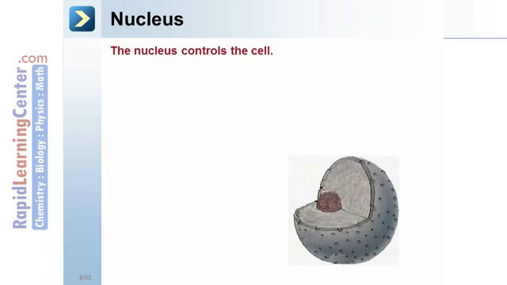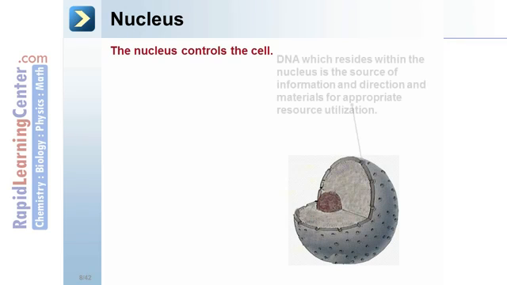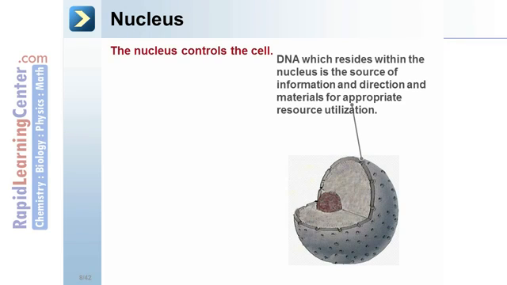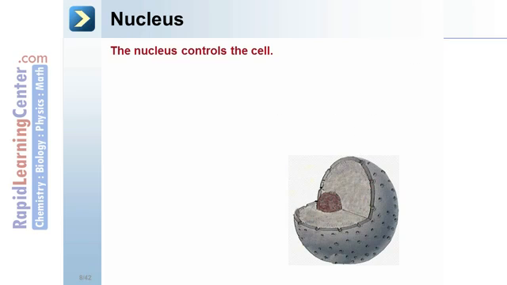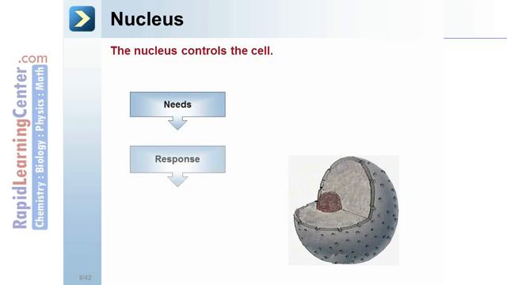Nucleus. The nucleus controls the cell. DNA, which resides within the nucleus, is the source of information and direction and materials for appropriate resource utilization. It determines the response to needs. The DNA contains the instructions.